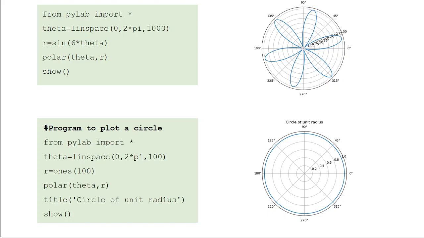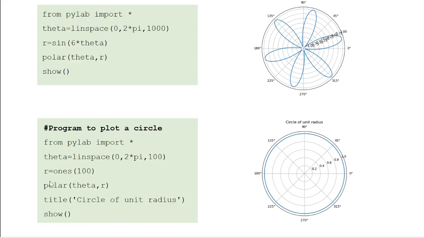Suppose I want to draw a circle of radius 2. Then what do I do? R equal to 2 times ones of 100. So basically I have an array of 100 elements. The value of each element is 2, right? So that way you can change your R vector.